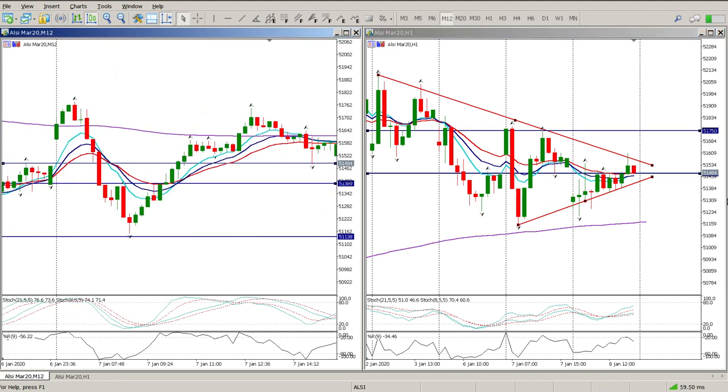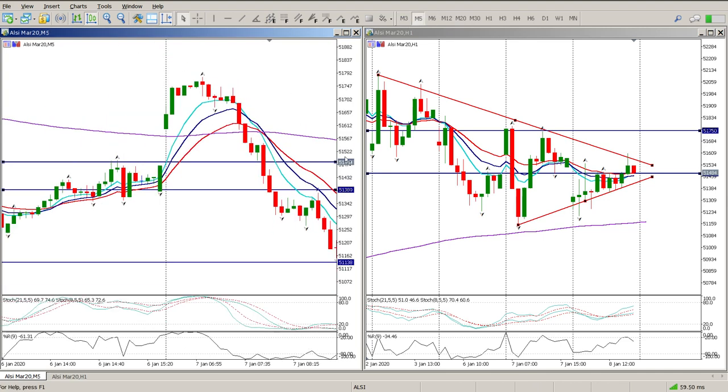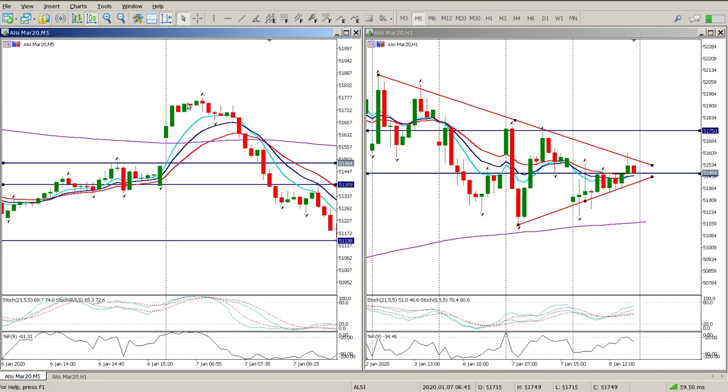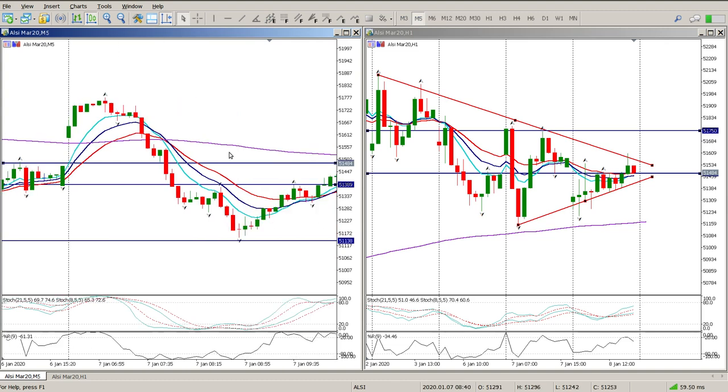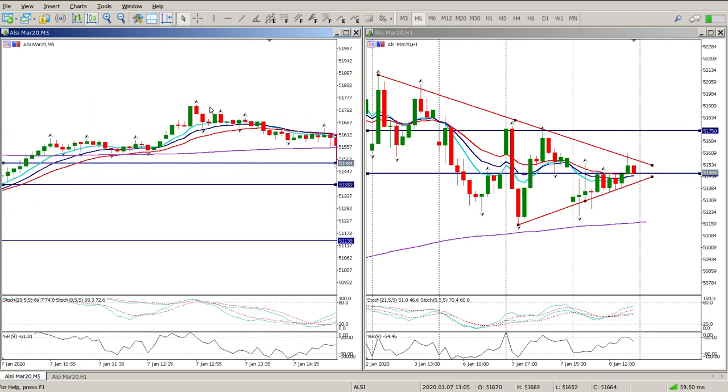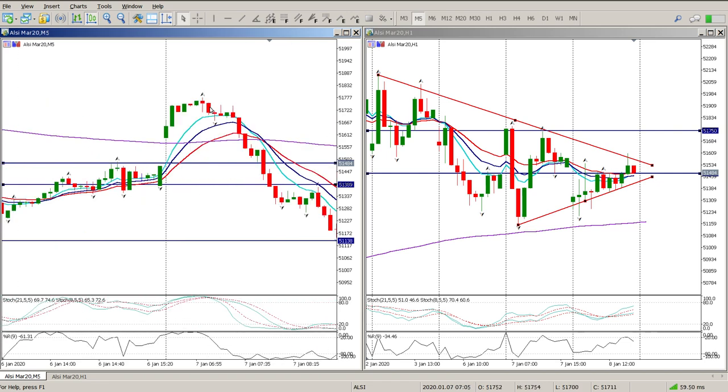Okay, so let's go to the 5 minutes. You'll see what I mean. Yeah, 2, 3, 4, 5, 6. So there's my first half hour, and it's down below, then above, below, above. I mean, that's typically a breakout pattern.